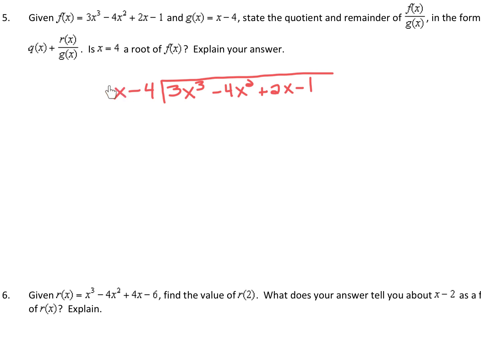All right, so we want to look and say, what do we multiply x by to give us 3x cubed? So it's going to be 3x squared. Put that on top here, and then we're going to distribute that 3x squared to both terms on the outside of the division bar. So 3x squared times x is 3x cubed, and 3x squared times negative 4 would be negative 12x squared.